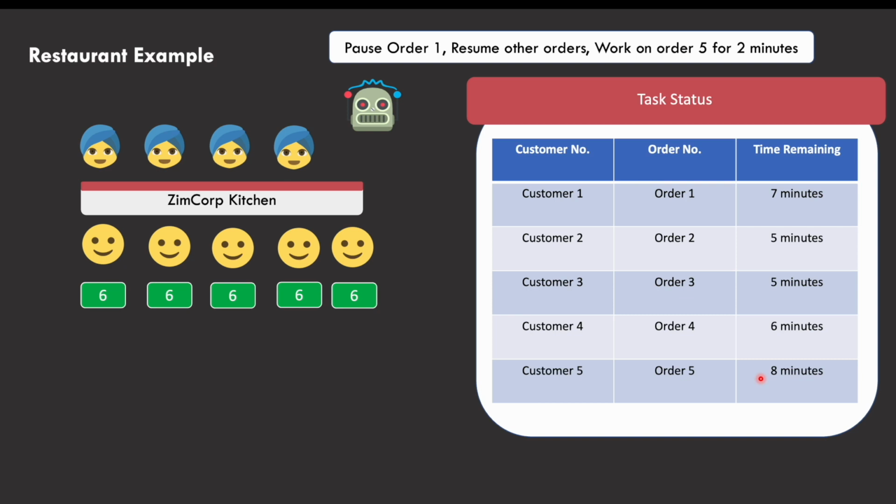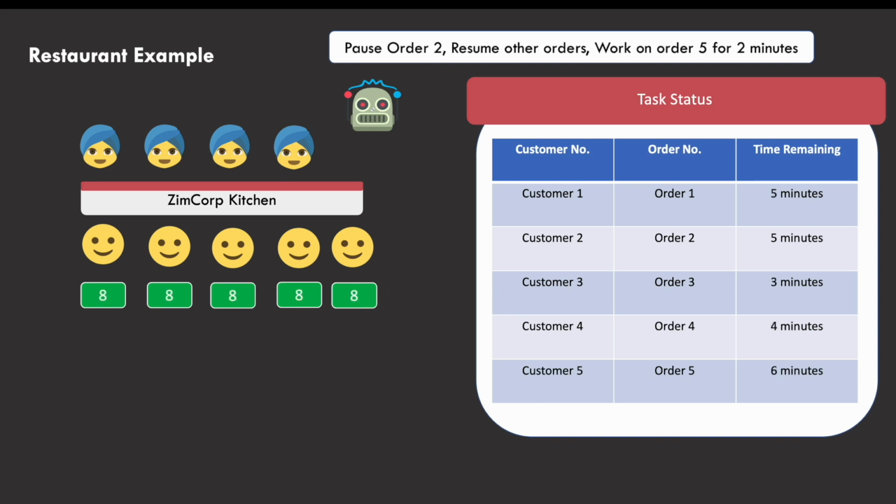Order 5, however, had not even started, and there were 10 minutes remaining for order 5. And now, since the task scheduler told chef 1 to work on order 5 for 2 minutes, we have 8 minutes remaining. And by this time, each of the customers have been waiting for 6 minutes, right?